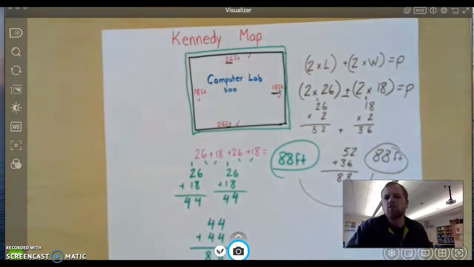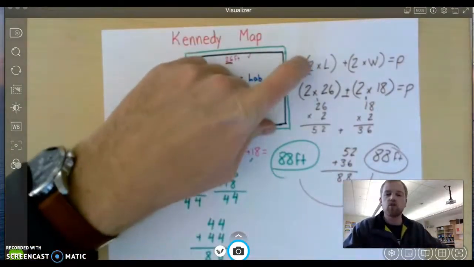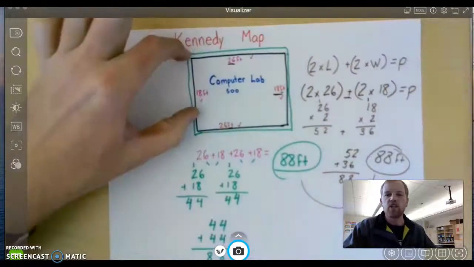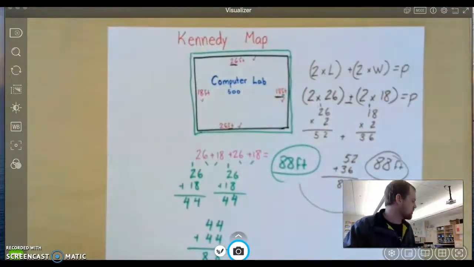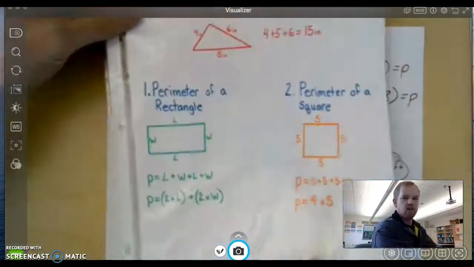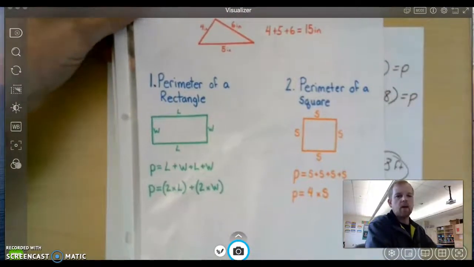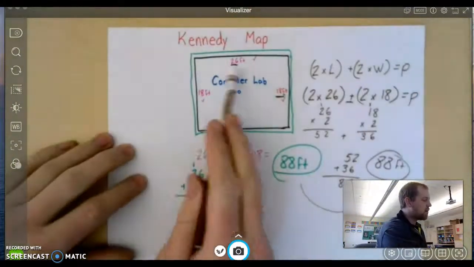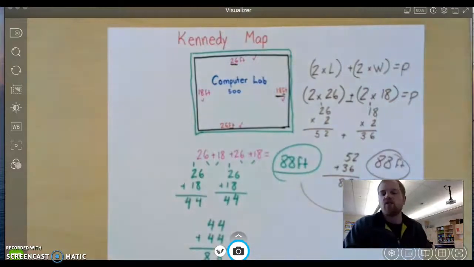So whichever way works better for you, whichever way you're more comfortable with. If the formula works really well for you, use the formula. Remember to check if it's a rectangle or a square because we have formulas for both, as you remember. If the other way of adding up all of our sides works for you, that is a fantastic way to solve them as well.